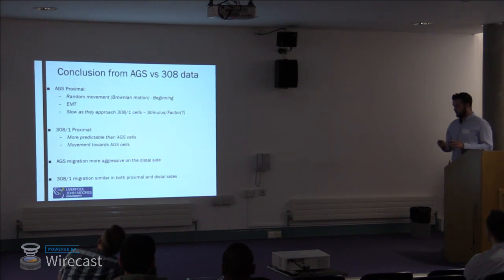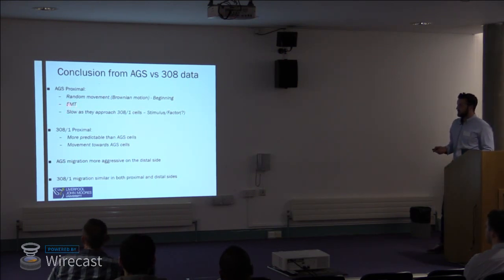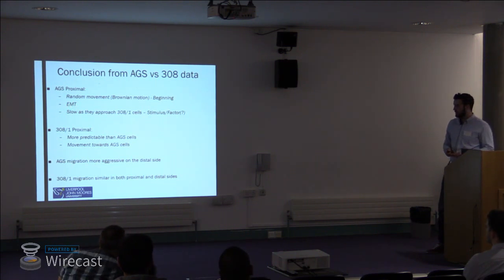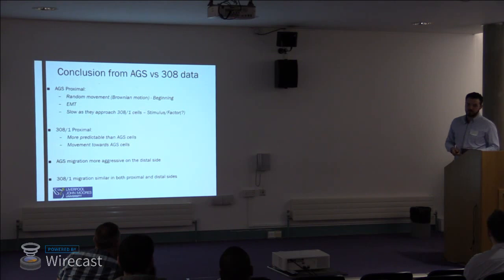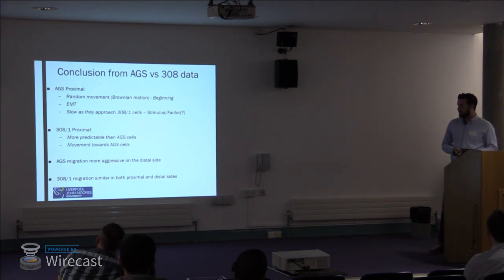So our conclusions from that particular data were that the AGS cell shows more random movement. The cells kind of just spun off in different directions into the space, especially within the distal cells. There's epithelial mesenchymal transition where they lost their epithelial phenotype and exhibited a more stromal phenotype, and they slow as they approach the 308-1 cells. And it's hard to determine from those videos whether the driving force towards the myofibroblast cells was the myofibroblast secreting a chemo factor to draw them towards it, or whether it was more contact inhibition with each other that they tried to move into the space.